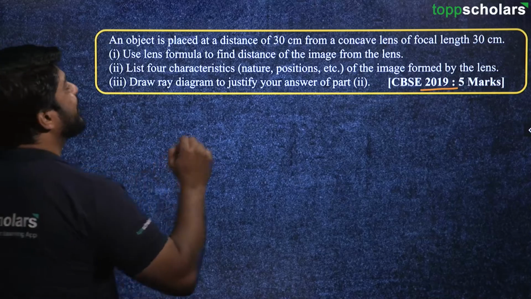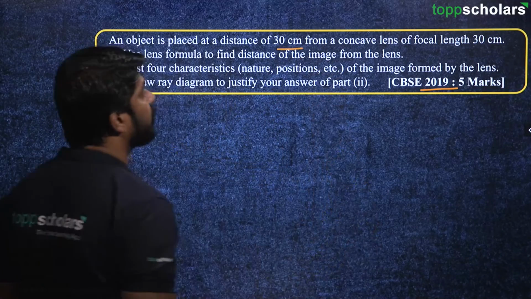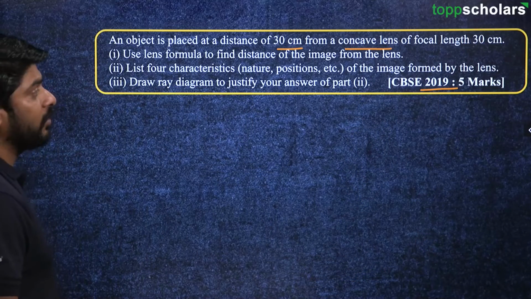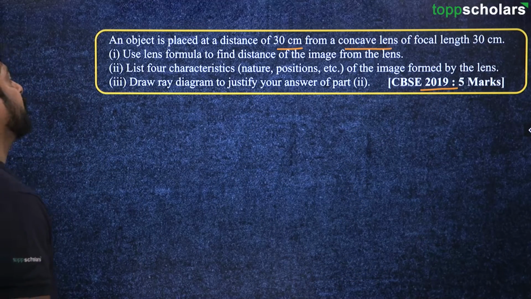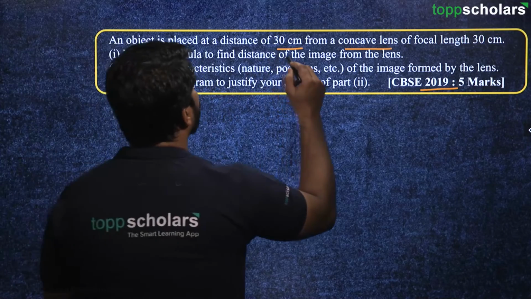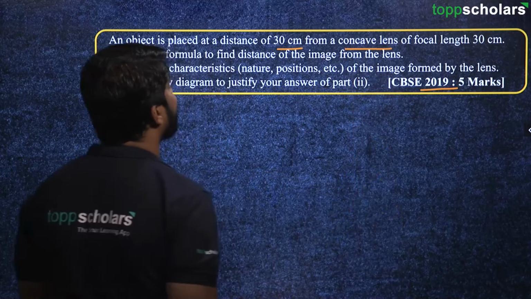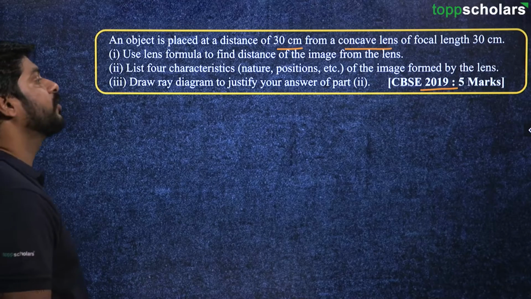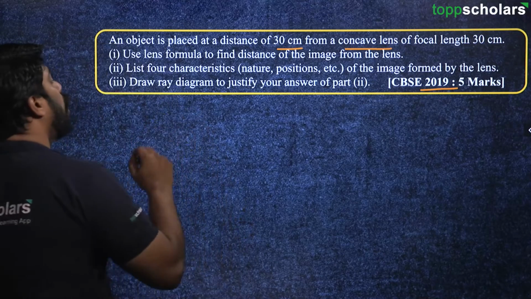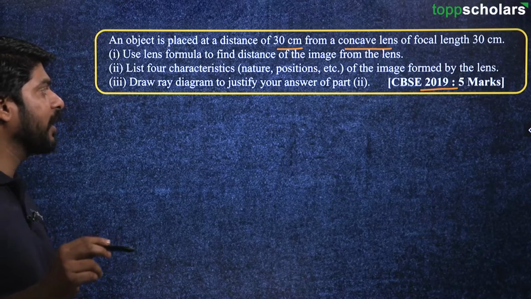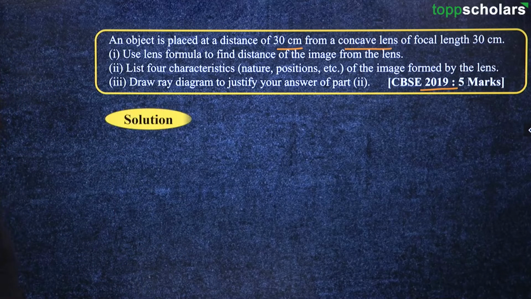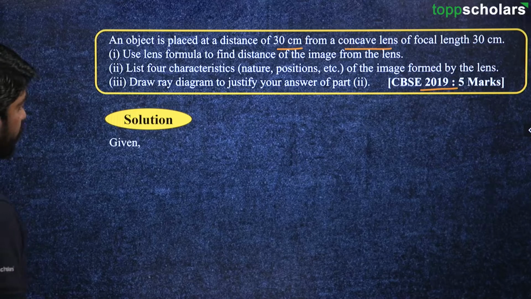An object is placed at a distance of 30 centimeter from a concave lens of focal length 30 centimeter. Use lens formula to find distance of the image from the lens. List 4 characteristics, nature, position, etc. of the image formed by the lens. Draw ray diagram to justify your answer of part 2. So let's look at the solution quickly. We have already discussed this question.